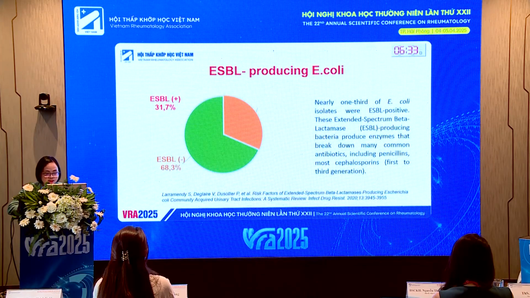The prevalence of ESBL producing E. coli. A key finding in our study was that 31.7% of E. coli isolates were ESBL positive, making up nearly one-third of cases. These extended spectrum beta-lactamase, ESBL, producing bacteria produce enzymes that can break down many common antibiotics, including penicillin and most cephalosporins, first to third generation. As a result, these antibiotics become ineffective for treating infections caused by these resistant strains.